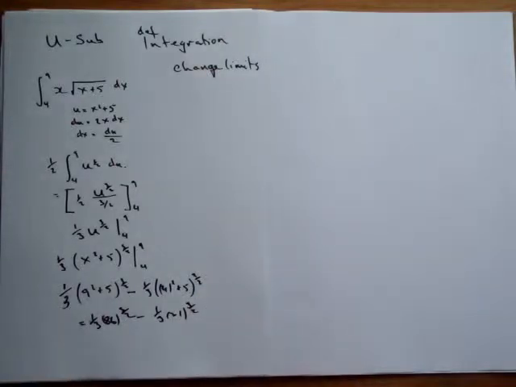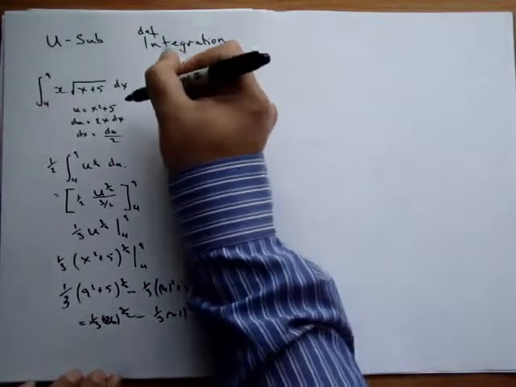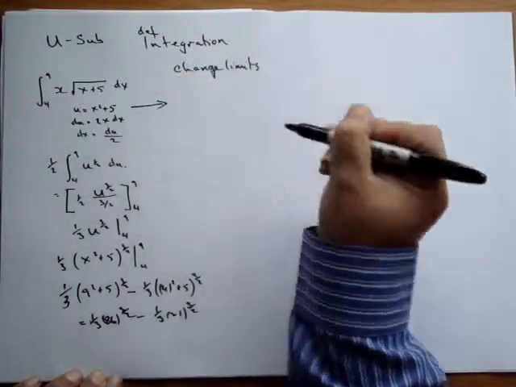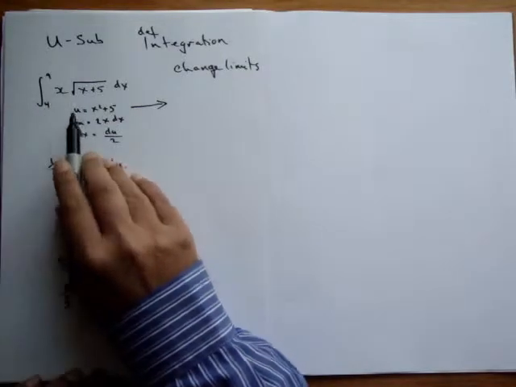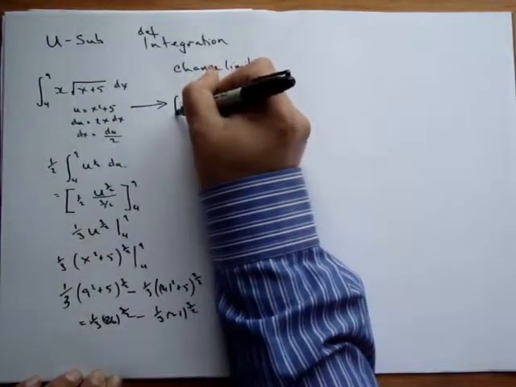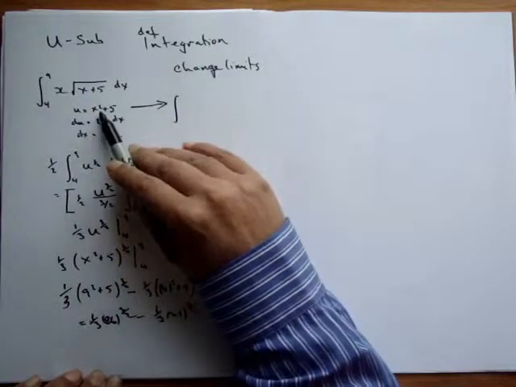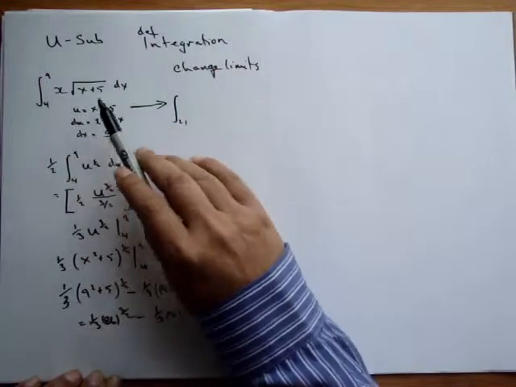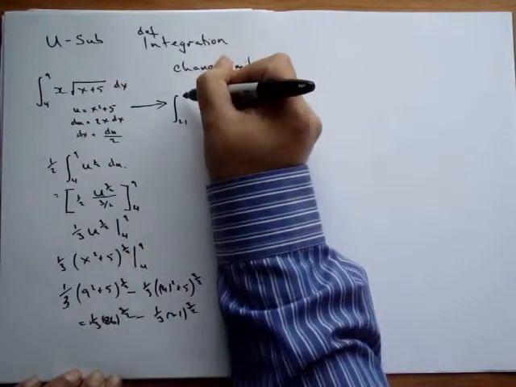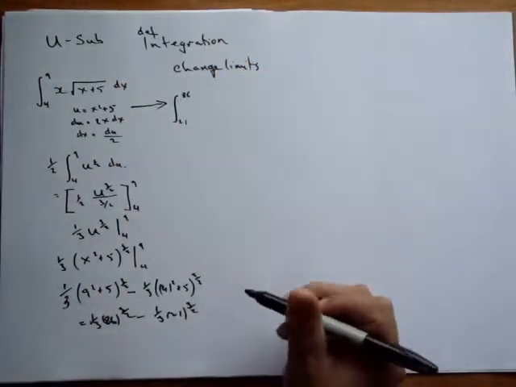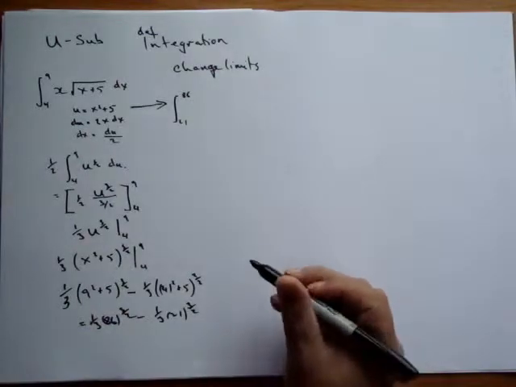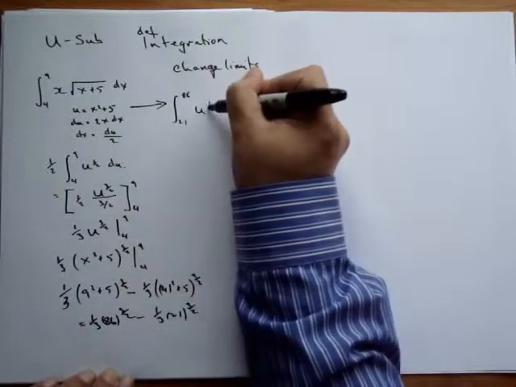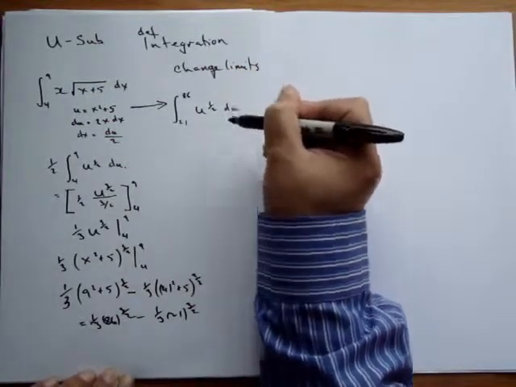Now let's have a look at the technique of changing the limits. So we have the u that we got here, u equals x squared plus 5, and we just put the lower limit in first, so this becomes 4 squared plus 5, which is 21, and then put the upper limit in, 9 squared plus 5, which is 86, and then just in the normal way we have u to the half du.